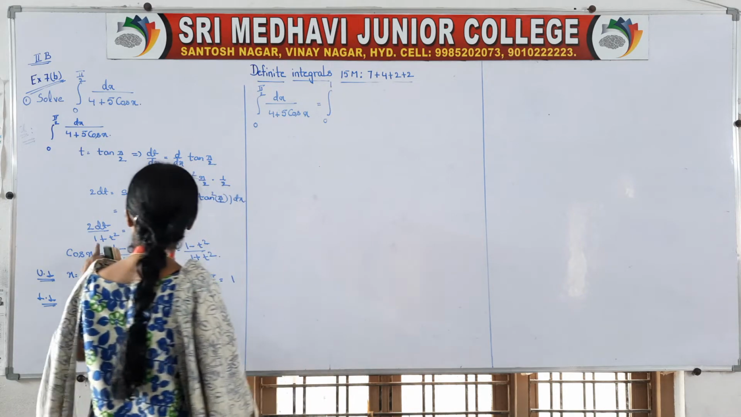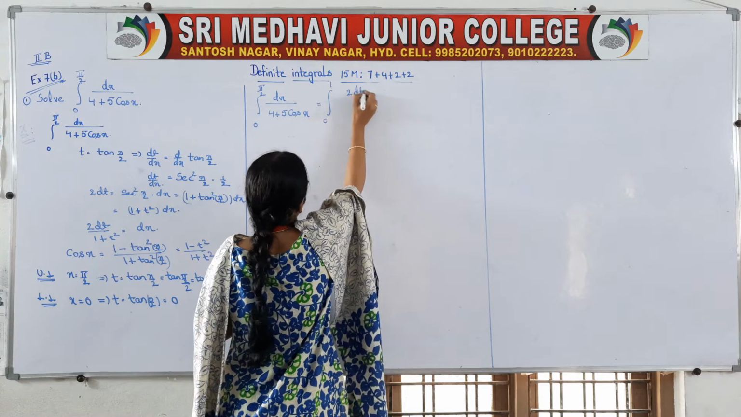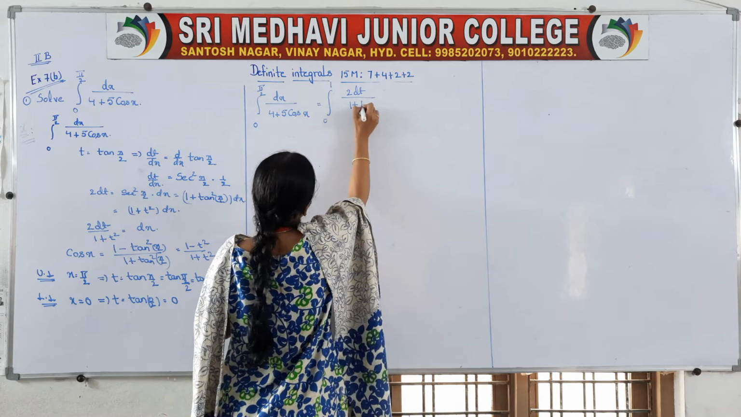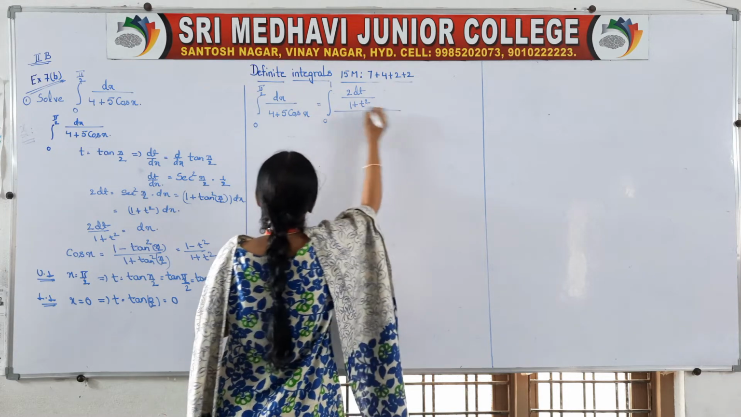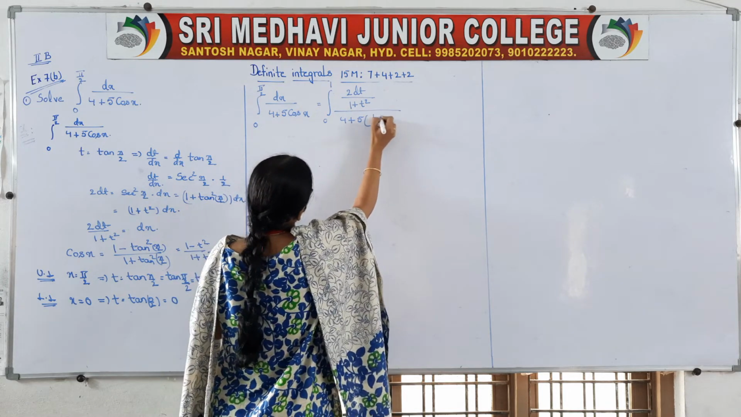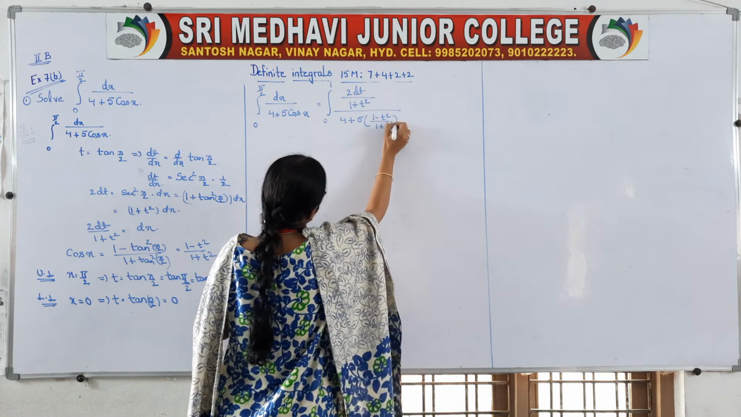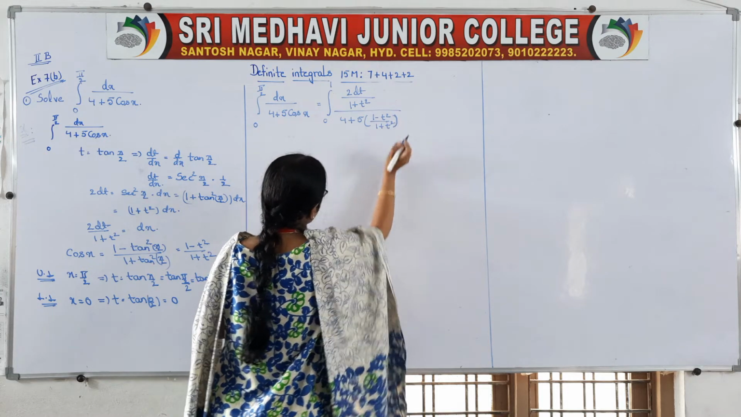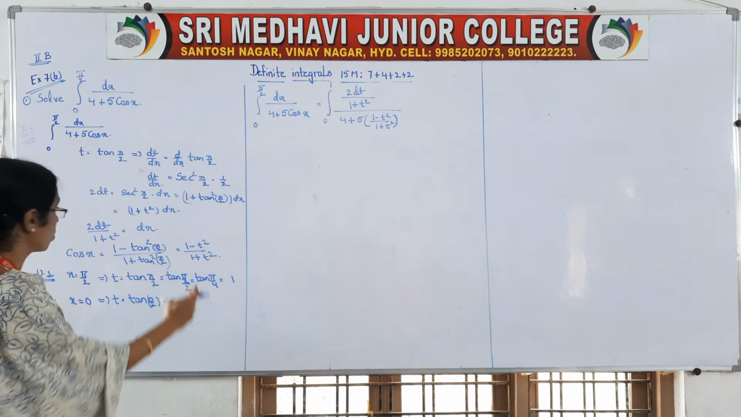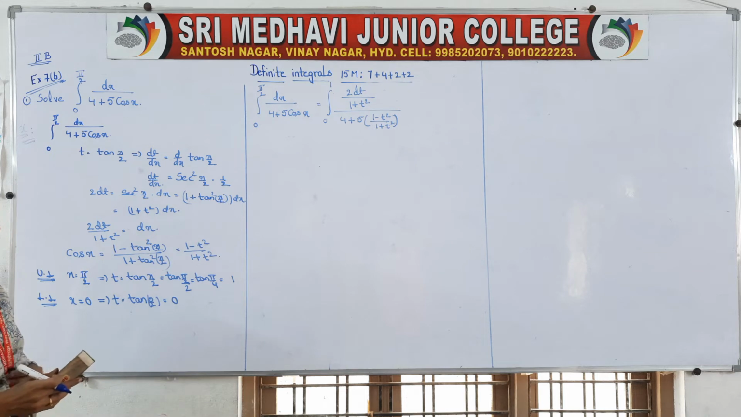And what is your dx value? Dx value is 2 dt by 1 plus t square, divided by 4 plus 5 into (1 minus t square) by (1 plus t square), isn't it? Now only we derived this cos x value also in terms of t, isn't it? Just substitute that value here, okay?